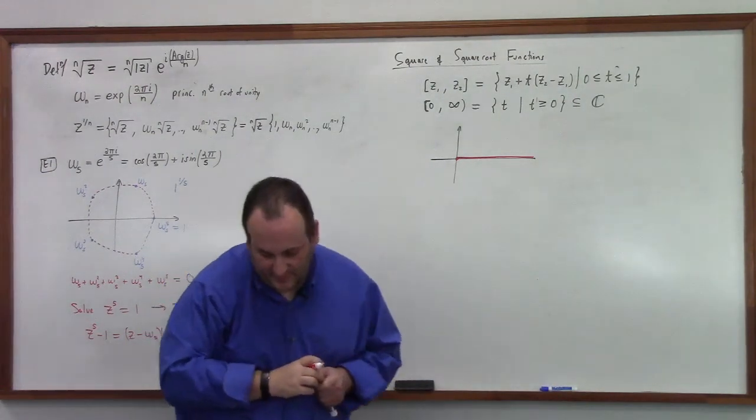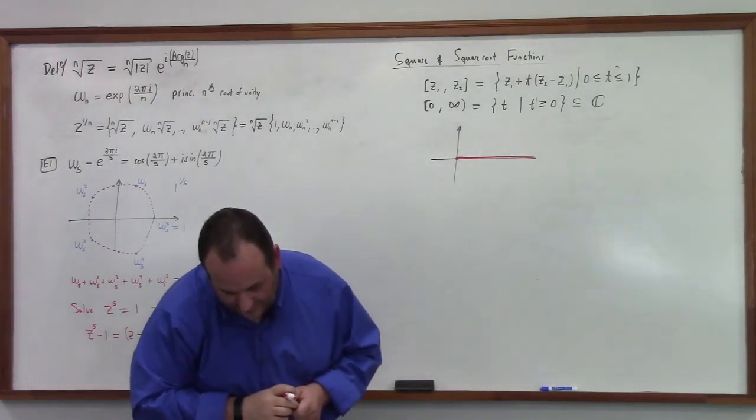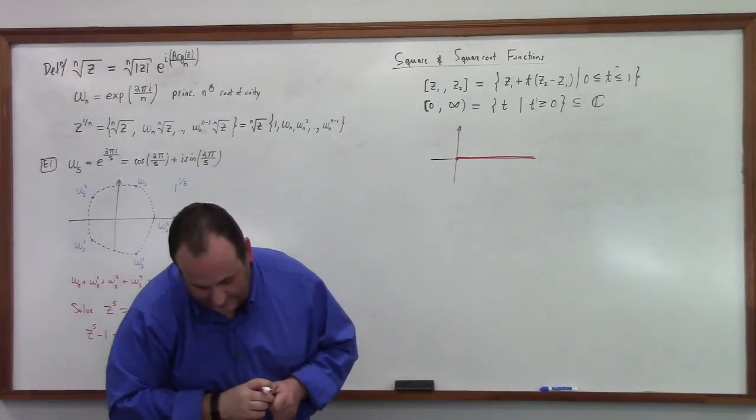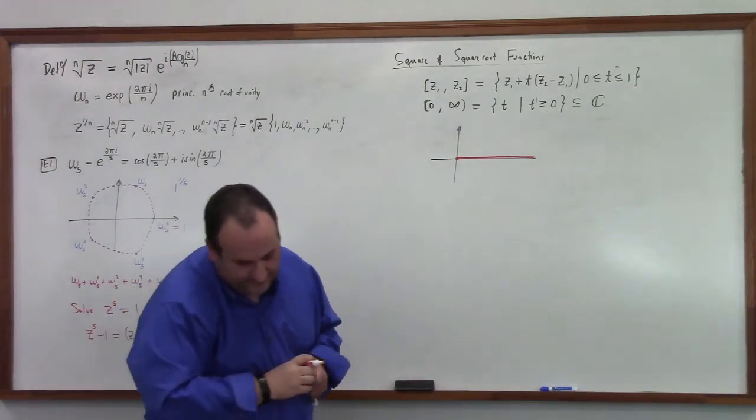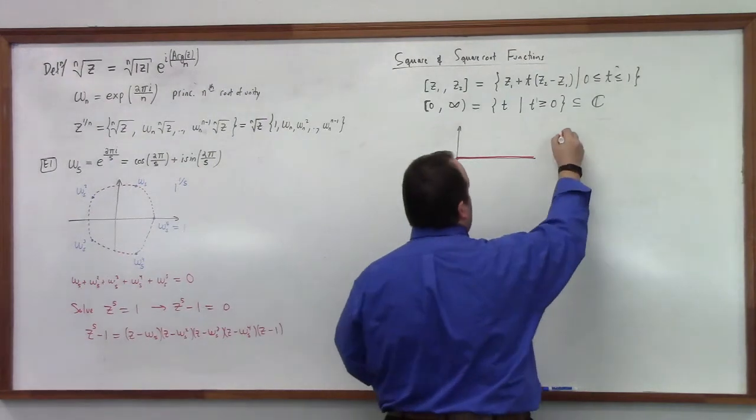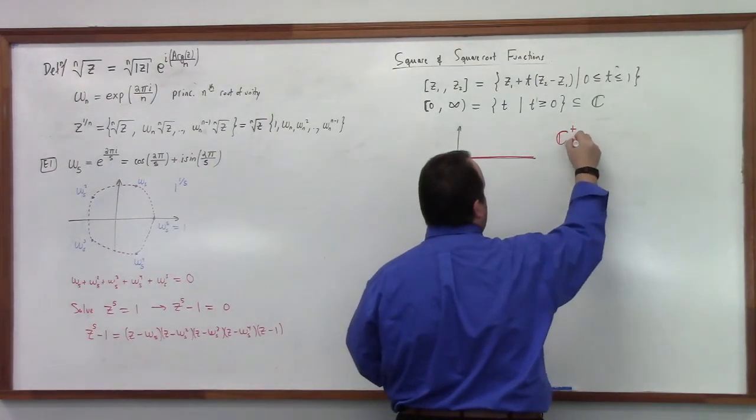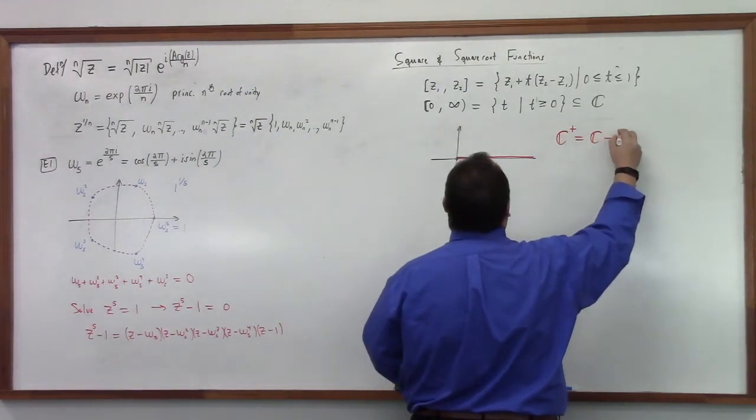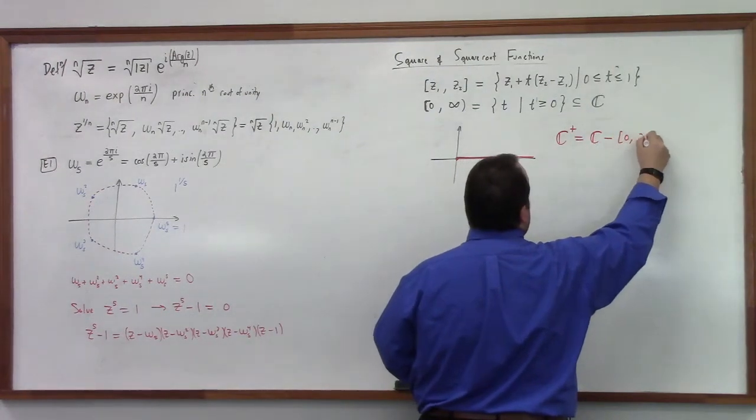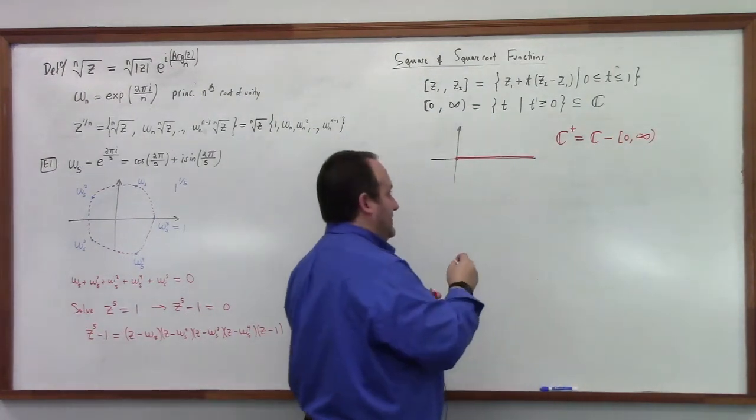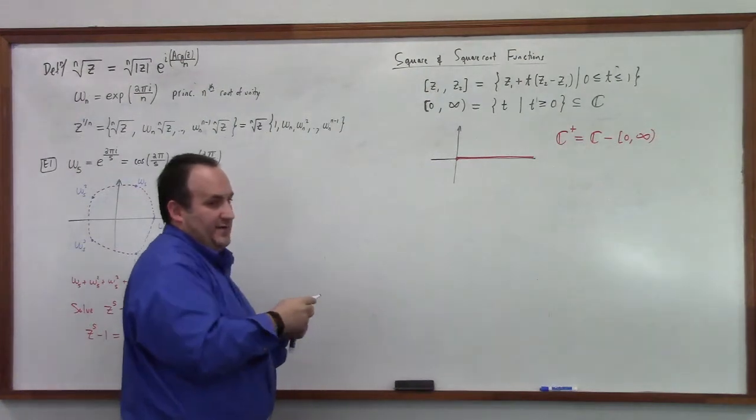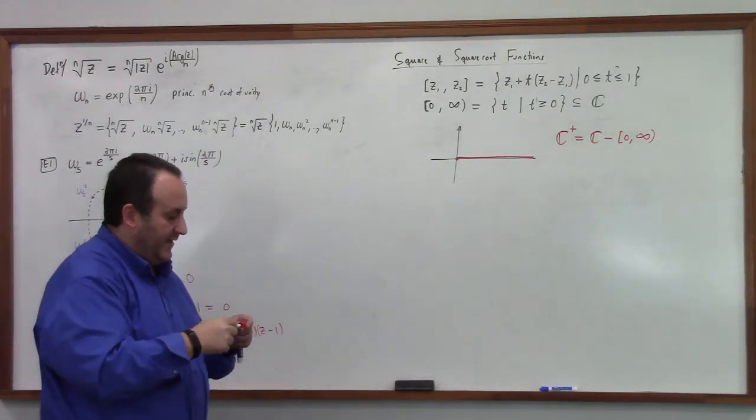So standard notation, you can talk about the positive slit plane, and so C plus is C minus this set. Basically, it's everything except for that red line, that red ray.